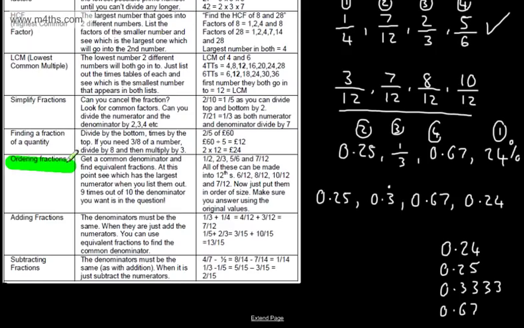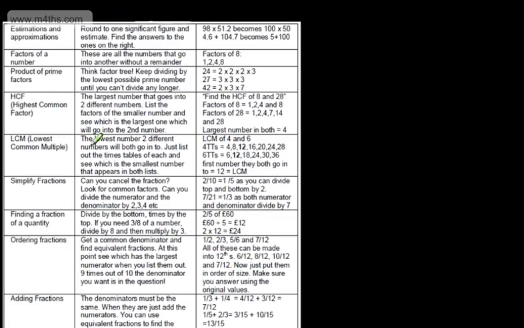Okay, let's now look at adding fractions. Okay, when we're adding or subtracting fractions, the denominators must be the same. So if I have now, let's say I've got 1/4 plus 1/4.